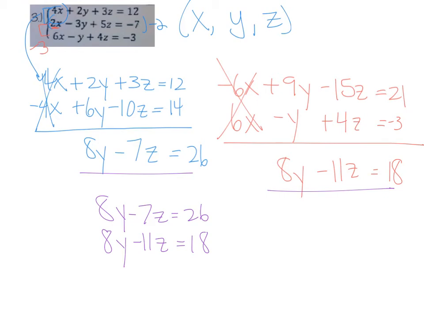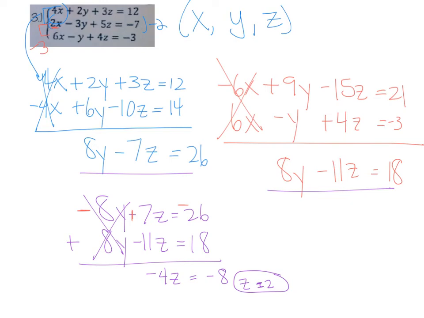So again, trying to get something to drop out. If we change all of the signs of the top equation, when I add, now those y terms drop out, and I'm left with -4z equals -8. And then we can divide both sides by -4 to get z equals 2. Okay, so all that work, we ended up with just one of our 3 variables that we need.